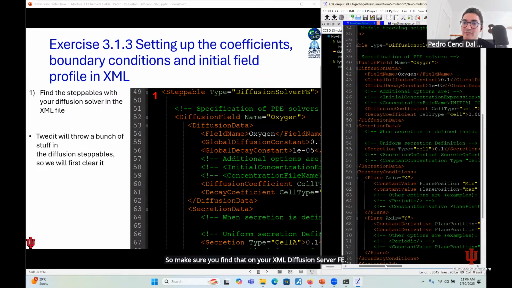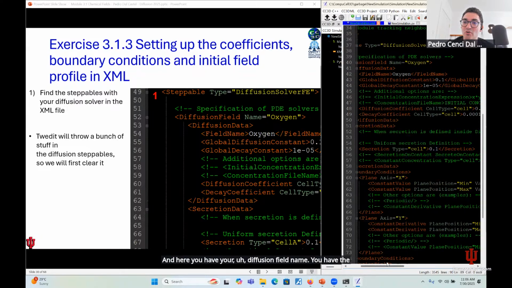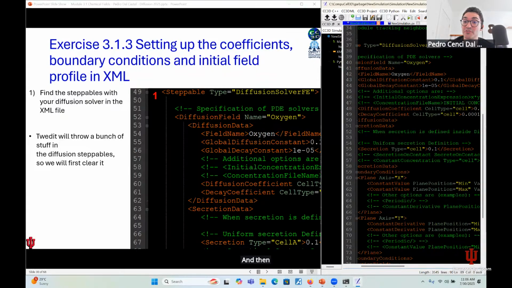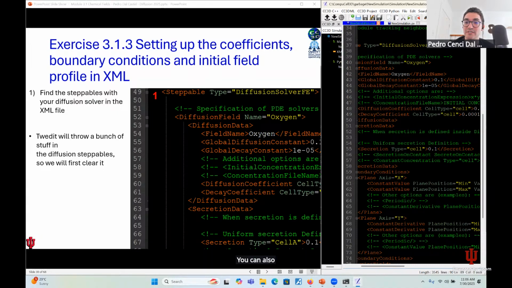And here you have your diffusion field name. You have the global diffusion constant. You have the global decay constant. And then you have the diffusion coefficient by cell type. So you can make cell types have a different diffusion coefficient than medium. You can also set a specific decay coefficient.